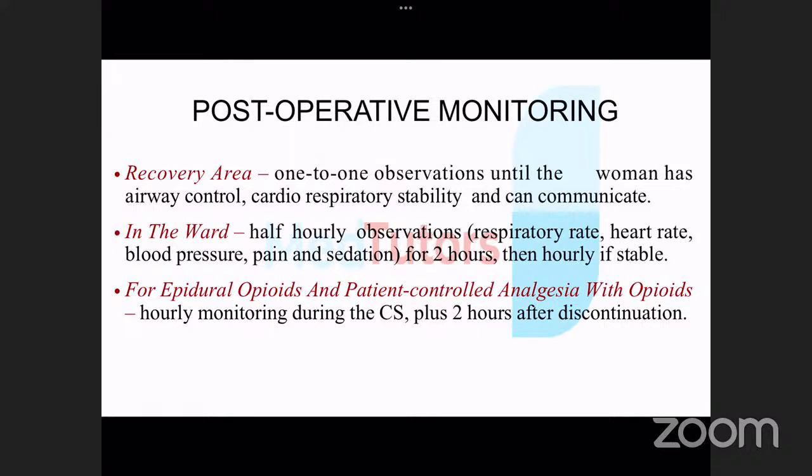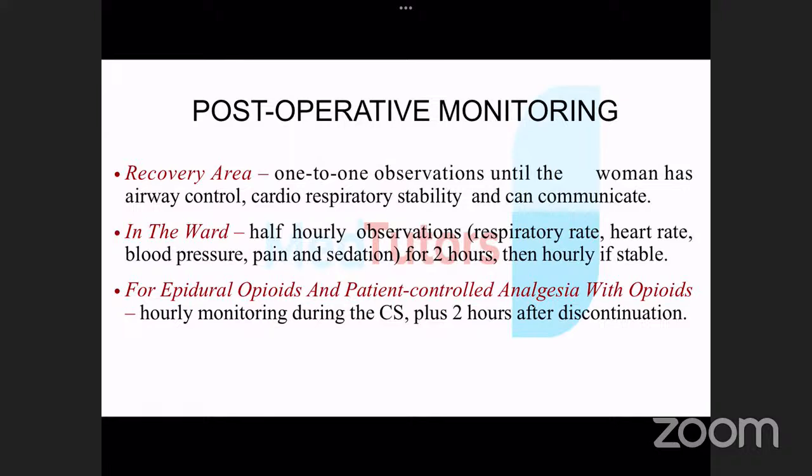That recovery monitoring is essential for medico-legal reasons. Before the patient leaves the theater, you must be sure that everything is stable, the vital signs. Because if she leaves the theater and goes to the ward, if anything untoward happens, the people in the theater, the anesthesia team, will say that they have done their own very well. So that monitoring is very important.